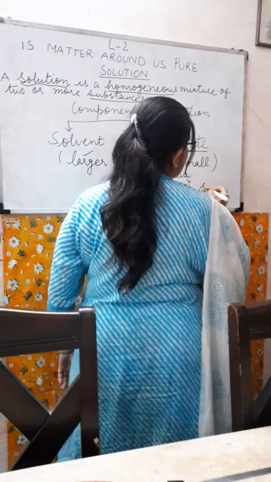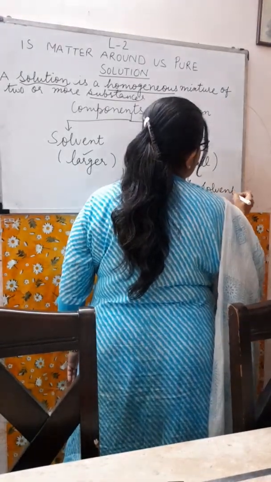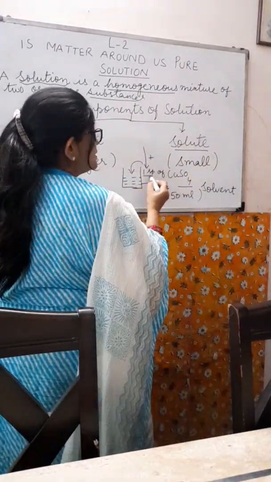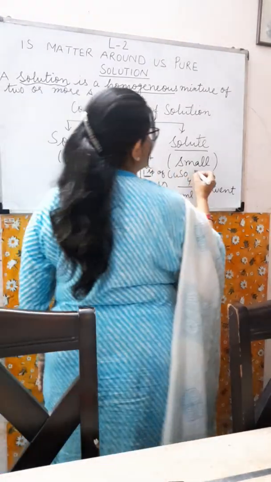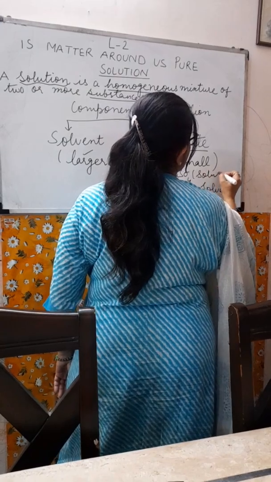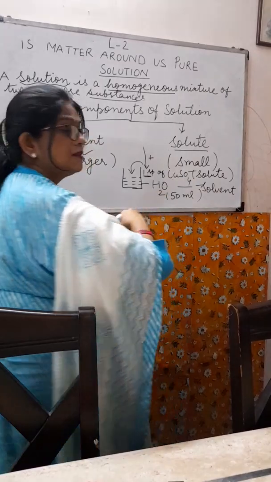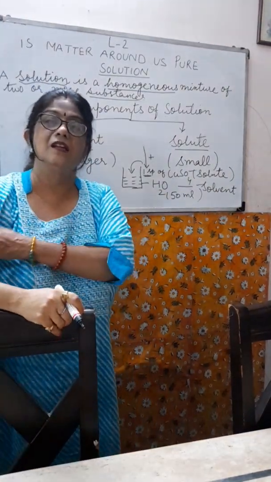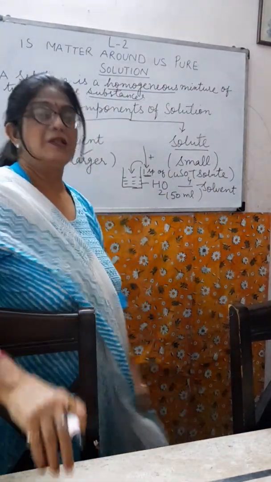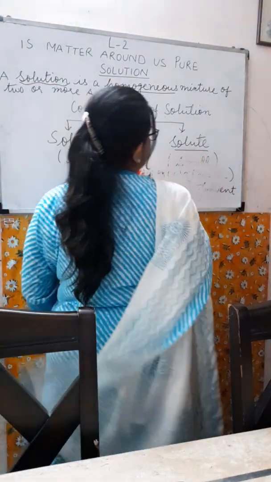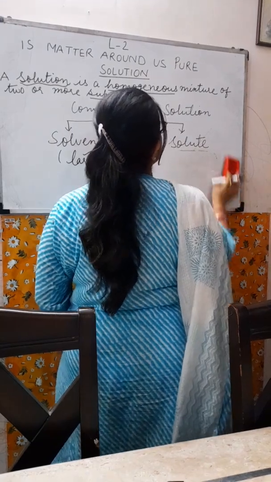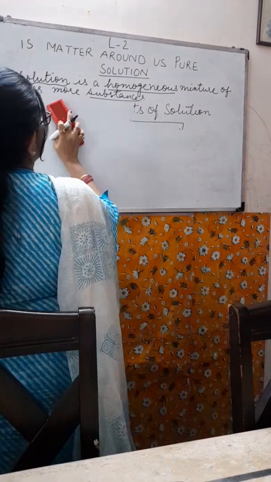So this is a solvent, and the component which is present in small quantity and is being dissolved in the solvent is known as solute. So in this solution, copper sulfate is the solute and water is the solvent, right? I think it must be clear now what is a solvent and what is a solute, right? Now we will study some examples of solutions, on the basis of different types.